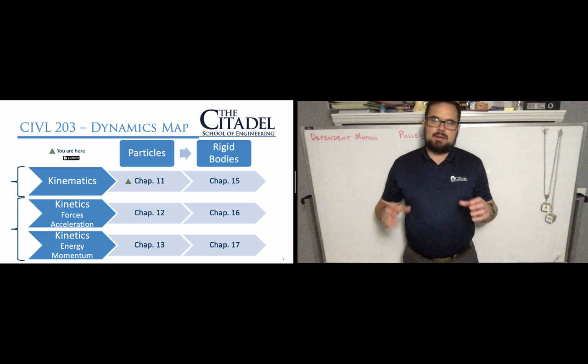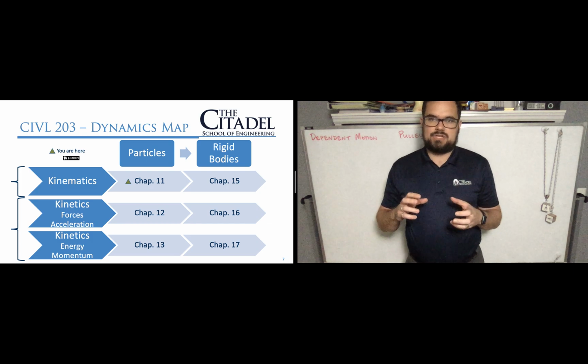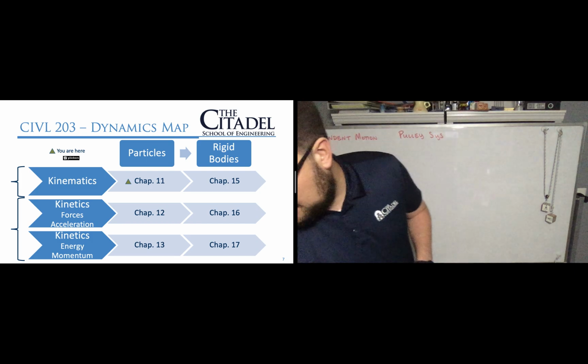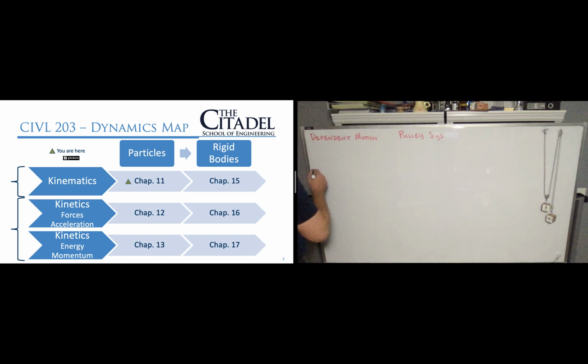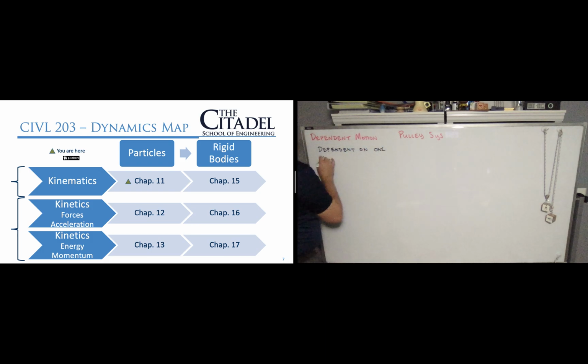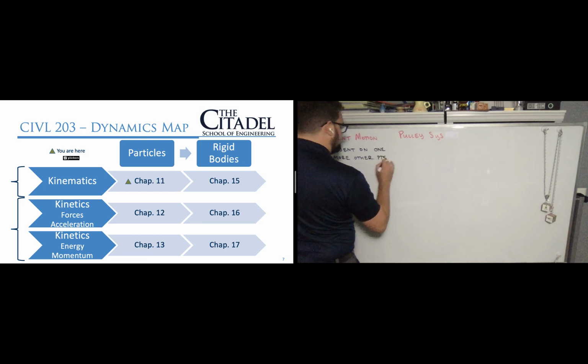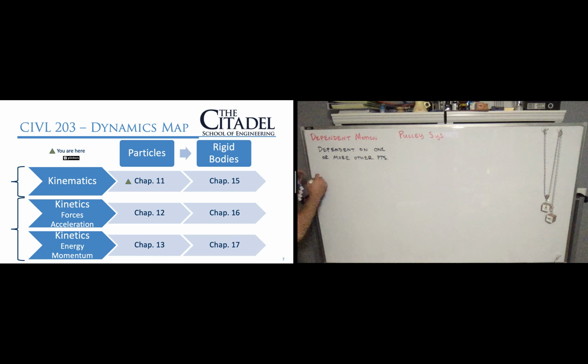In our last lecture, we learned about how we can relate the motion between two bodies. Now we're talking about looking at particles where that motion is actually dependent upon a relationship between the two. So when we think of dependent motion within particle kinematics, we're looking at motion that is dependent, hence dependent motion, on one or more other points.